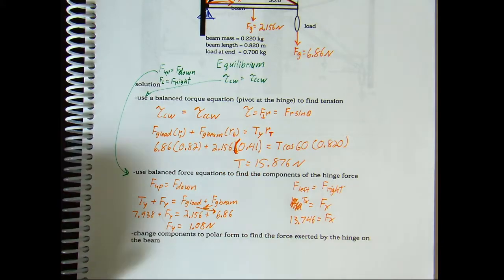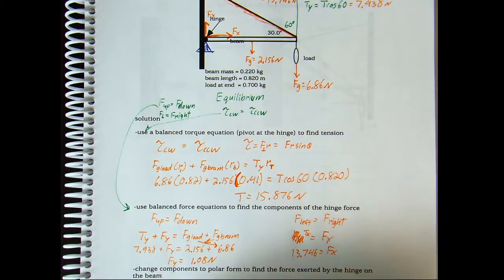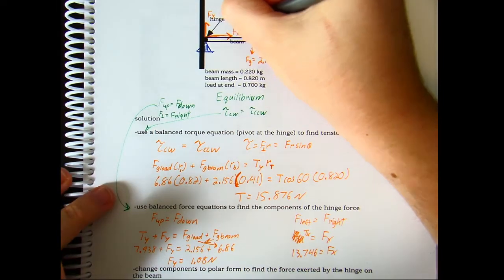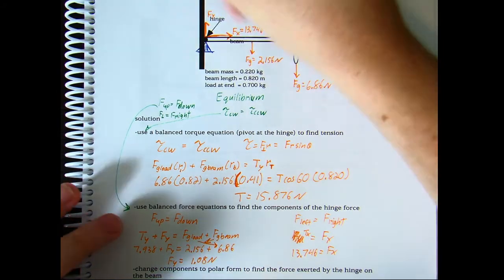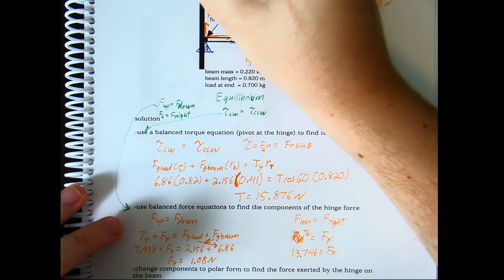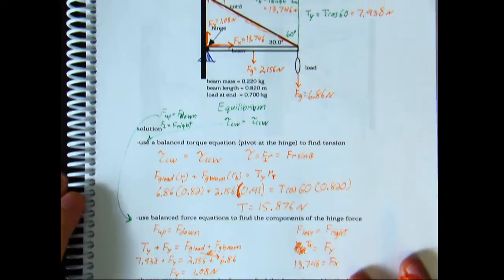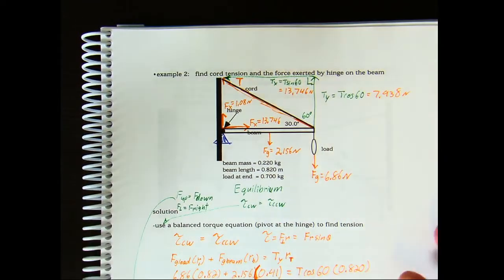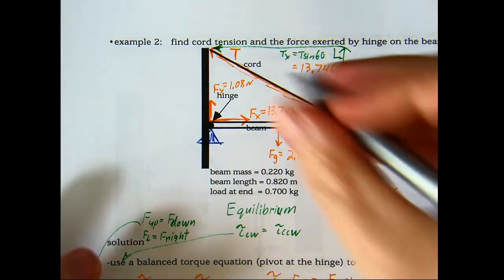So what that does for us is it gives us a picture of what's happening here at the hinge. The hinge here is pushing to the right with a force of 13.746 newtons, and it's pushing upwards with a force of 1.08 newtons. Just going to zoom in now up here. So what we're going to do is we're going to figure out what the hinge force is.